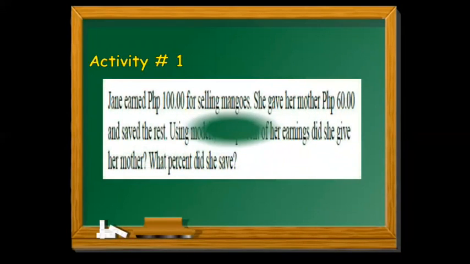So, activity one. Okay, here's the problem. Jane earned 100 pesos for selling mangoes. She gave her mother 60 pesos and saved the rest. So using models, what percentage of her earnings did she give her mother and what percent did she save? So ang given numbers natin dyan, we have 100 pesos. Yan yung pinagbentahan niya ng mga mangoes. And then binigay niya yung 60 pesos sa kanyang nanay and then the rest is kanyang tinabi or kanyang sinave. So let's have the solution here.